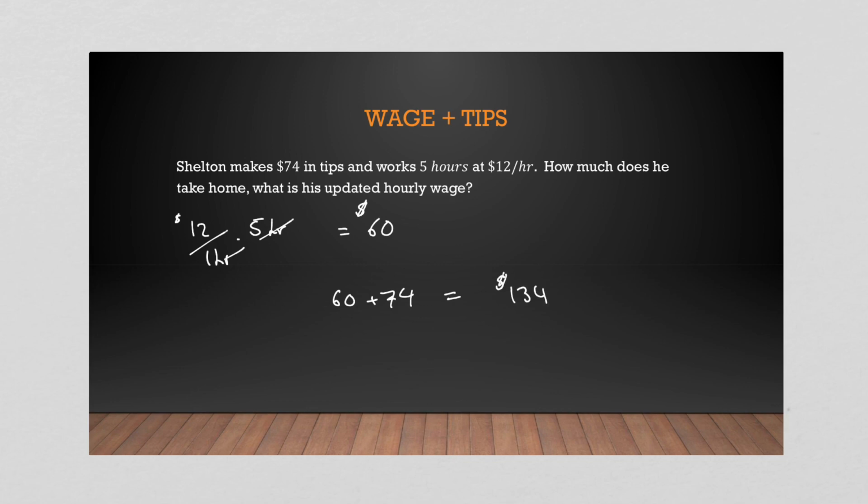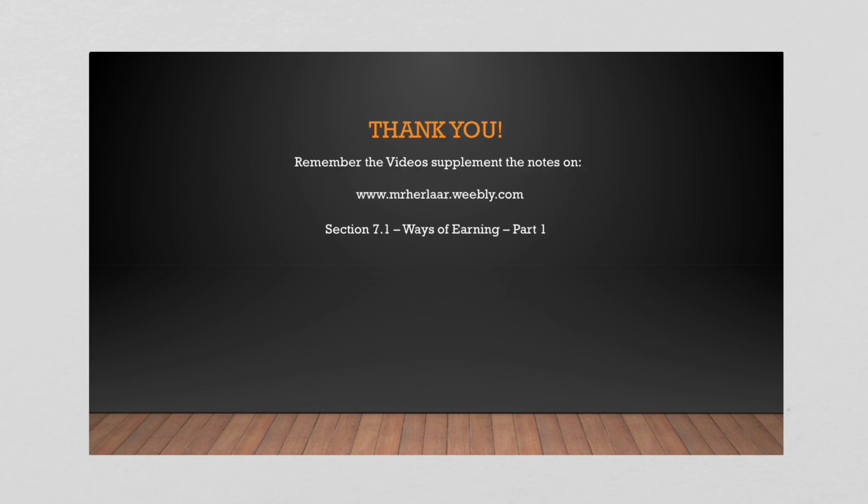So what's his updated hourly wage? Well, 134 divided by 5 hours is $26.80. That's his adjusted hourly wage. So that is one way to start looking at ways of earning. We're going to look at salary and commission next.